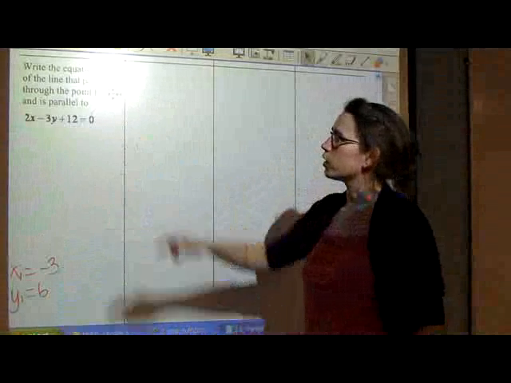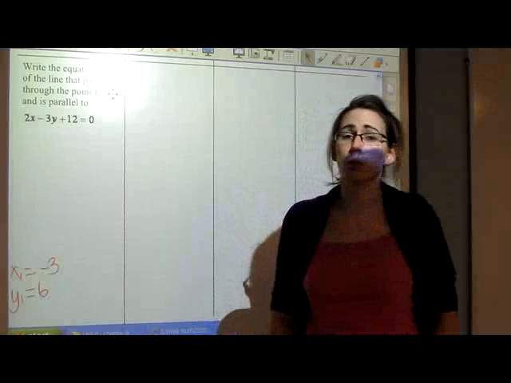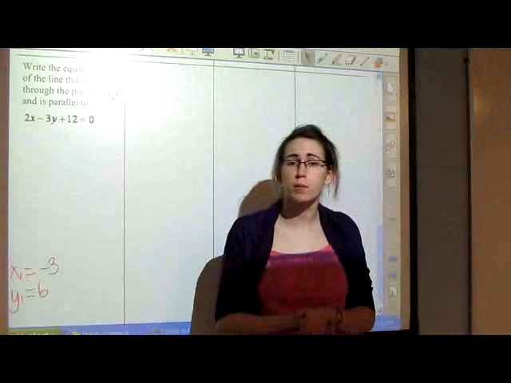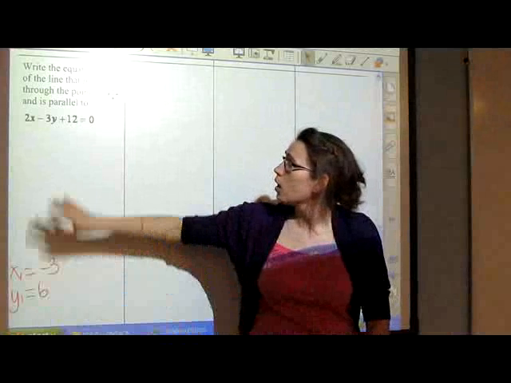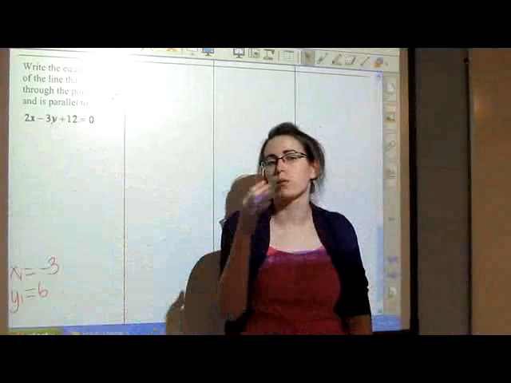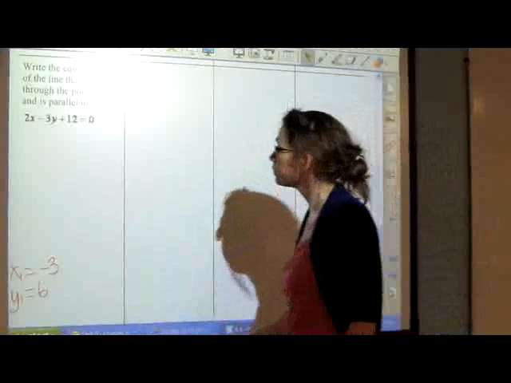Now, if we take a look at this equation, we can't, just by looking at it, figure out what the slope is. Sometimes that happens. If our equation isn't given to us in y equals mx plus b form, just by looking at it, we can't figure out what our slope is. So what we need to do is take this equation and rearrange it a little bit so that it is in y equals mx plus b form.